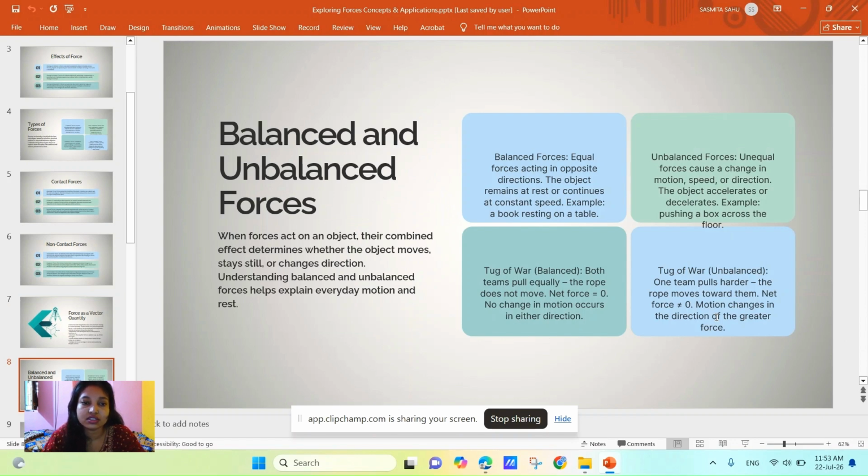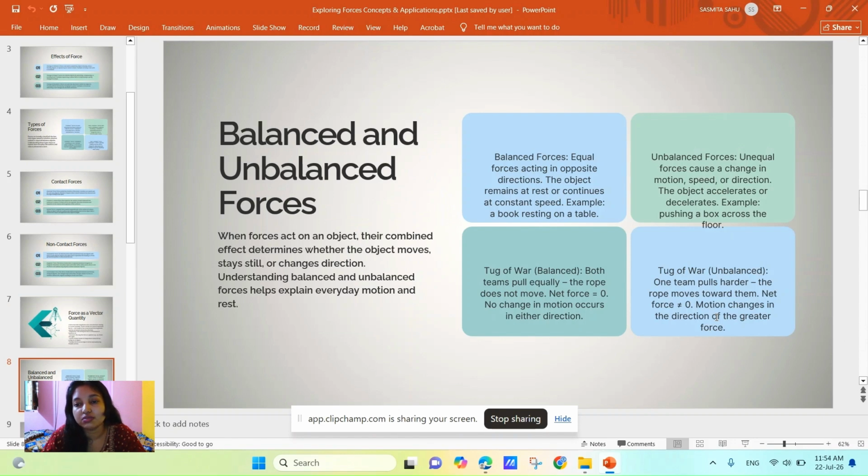Balanced and unbalanced forces. When forces act on an object, their combined effect determines whether the object moves, stays still or changes direction. Understanding balanced and unbalanced forces helps explain everyday motion and rest. Balanced forces: equal forces acting in opposite directions. The object remains at rest or continues at constant speed. Example, a book resting on a table.